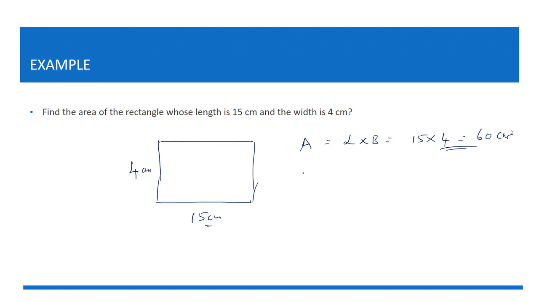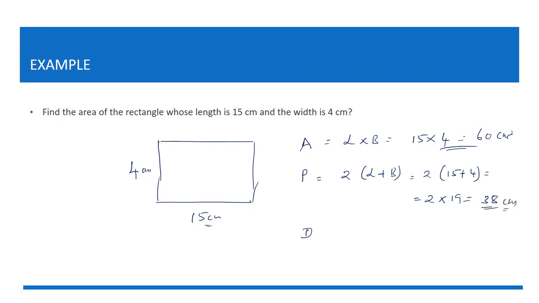Suppose if you want to find the perimeter, perimeter is equal to twice the sum of length and breadth. What is length here? Length is 15 plus breadth is 4, right? That is going 15 plus 4 is 19. 2 into 19, which is going to be 38 centimeter.